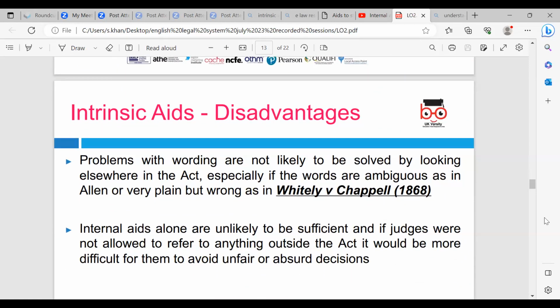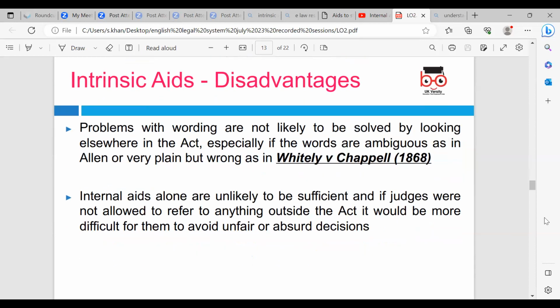Intrinsic aids disadvantages. Problems with wording are not likely to be solved by looking elsewhere in the Act, especially if the words are ambiguous as in Allen, or very plain but wrong as in Whiteley v Chappell, 1868. Internal aids alone are unlikely to be sufficient, and if judges were not allowed to refer to anything outside the Act, it would be more difficult for them to avoid unfair or absurd decisions.